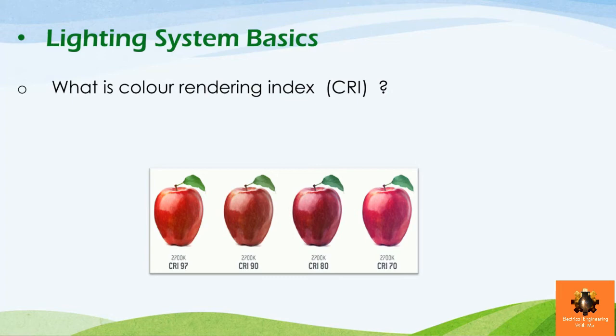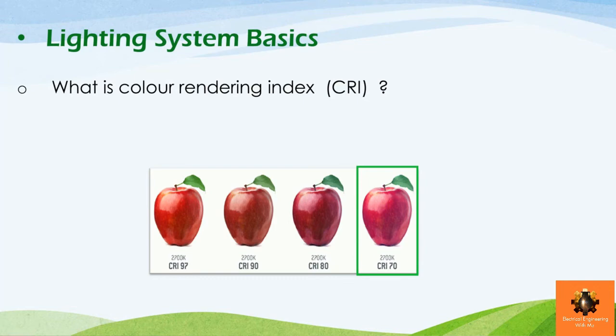And for us to specify the color for each different light, we have defined the color rendering index, or the CRI, that represents a percentage from 0 to 100% to specify the color of that light. For example, when we apply this apple to a specific light that has a color rendering index of 70%, it will appear with that color.